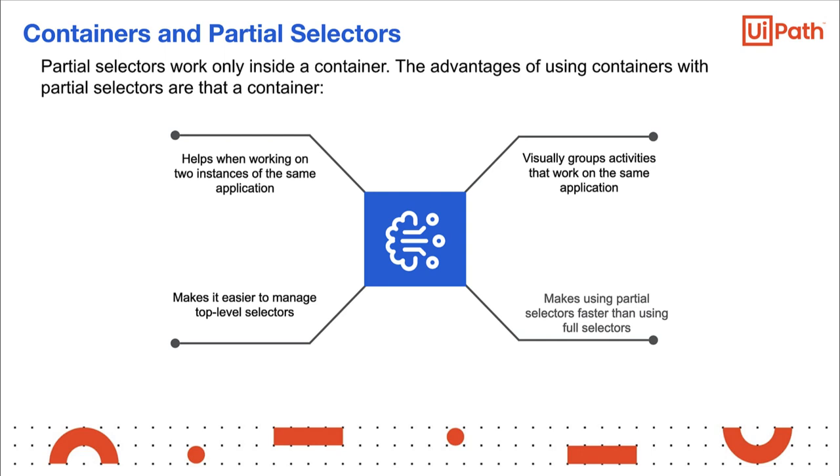The advantages of using containers with partial selectors are: it virtually groups activities that work on the same application. It is slightly faster because it's not seeking for the top window every time. It makes it easier to manage top-level selectors in case manual updates are necessary. And most importantly, it helps when working on two instances of the same application.